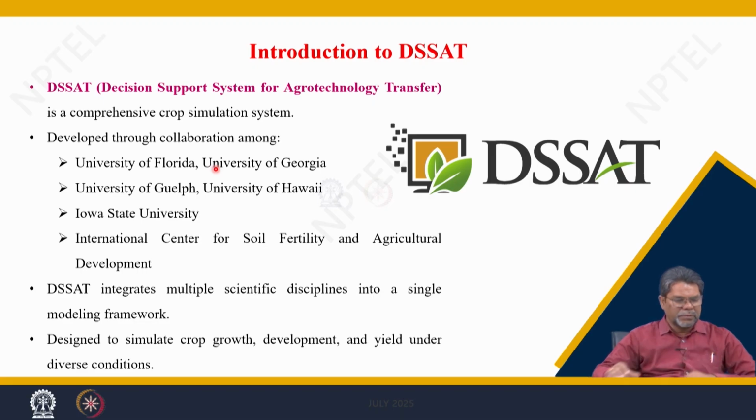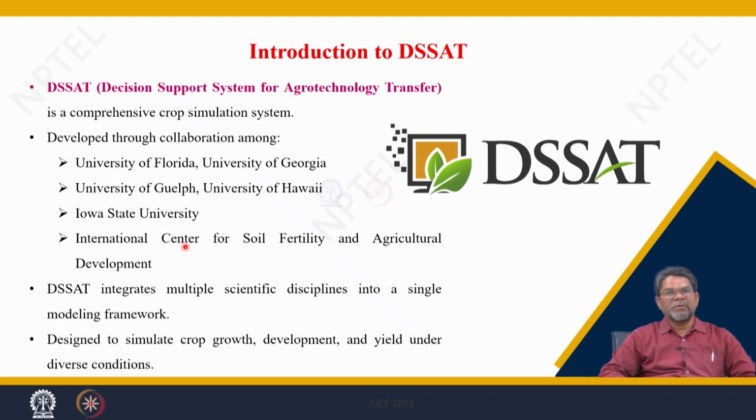It was developed through a collaboration among the University of Florida, University of Georgia, University of Guelph, University of Hawaii, Iowa State University, and the International Center for Soil Fertility and Agricultural Development. In coordination, experimental data were collected for different crops and different conditions, and looking at the experimental data sets, the model was developed. As we discussed earlier, model development takes a long time, and once the model is ready, you can go for applications and analysis.